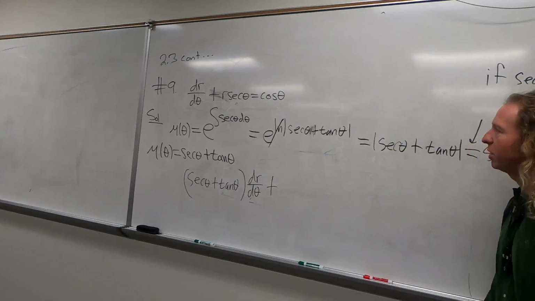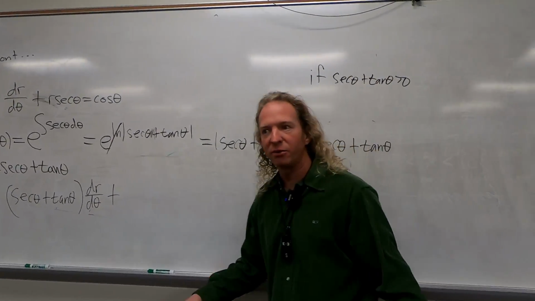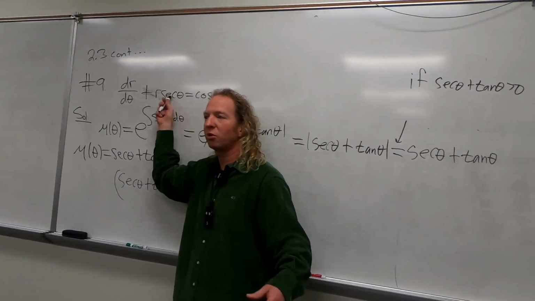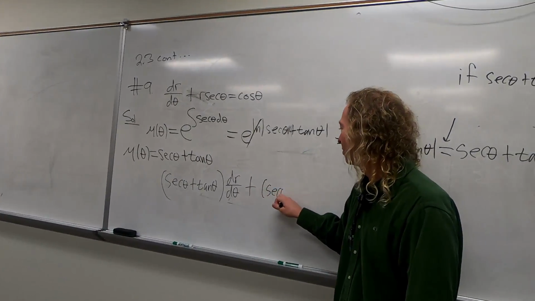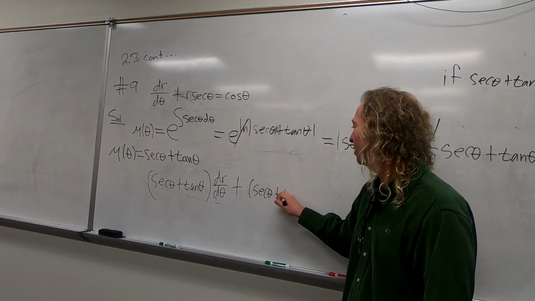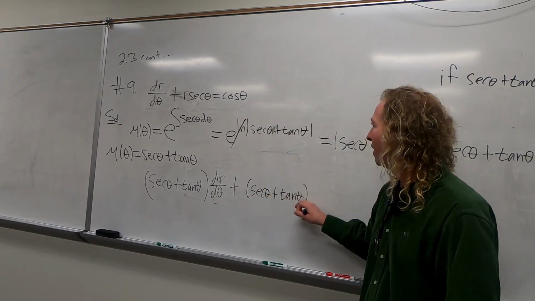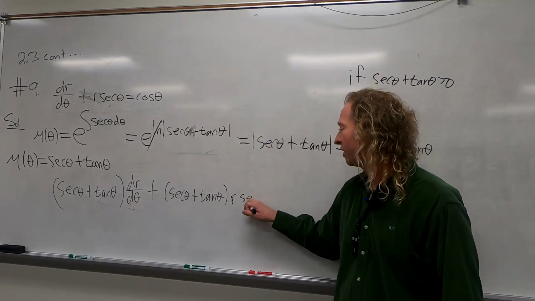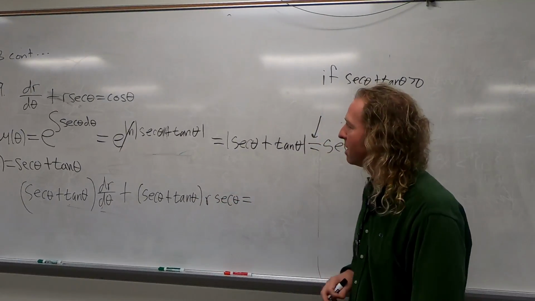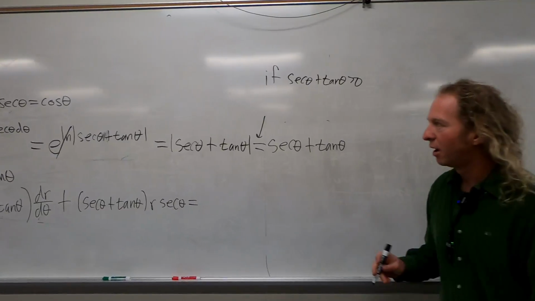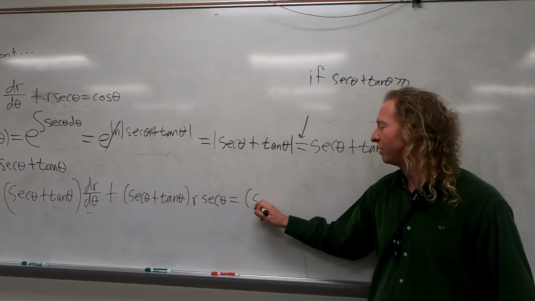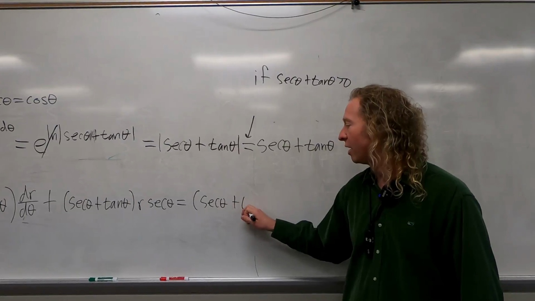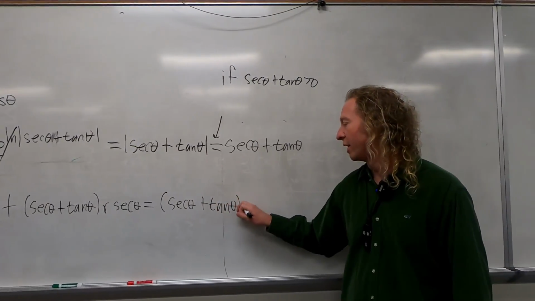Plus. And then you do it again, right? You just put it here, multiplying the whole equation by the integrating factor. So secant theta plus tangent theta, and then we have r secant theta. Gotta be careful here. I think I messed up last semester when I did this problem. And then secant plus tangent times cosine. So secant theta plus tangent theta times the cosine of theta.